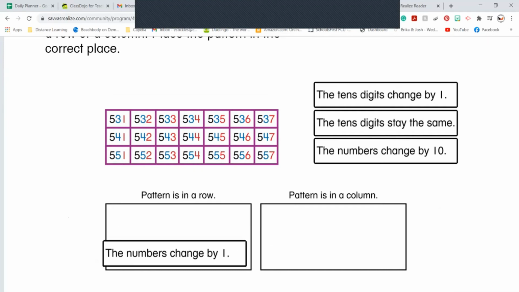The tens digit changes by 1. So our tens digits are increasing and decreasing. They're going up and down when we go up and down. So that would be a pattern in a column.